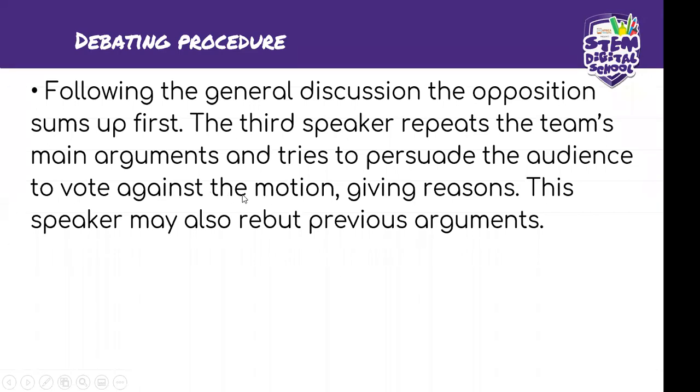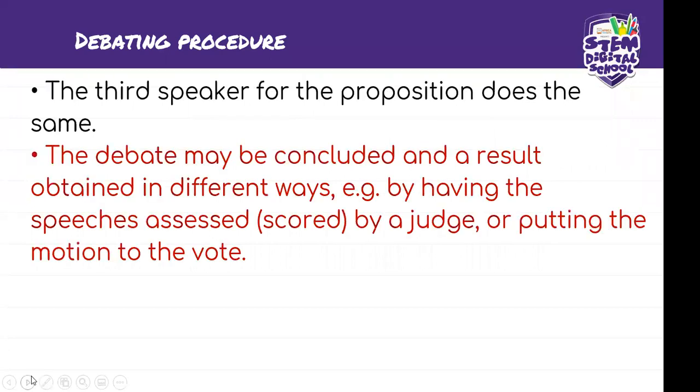That means they will try to get the audience to be behind them, and they will give reasons for this. And after that, the speaker may also attack the previous arguments.